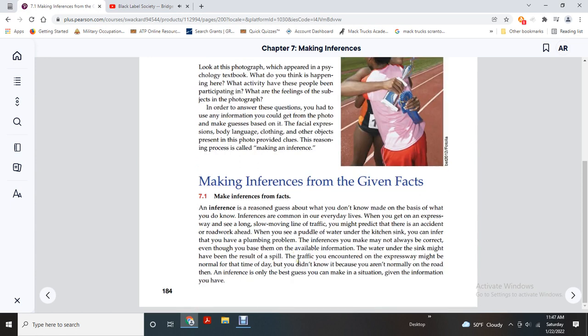Making an inference from facts. An inference is a reasoned guess about what you don't know, made on the basis of what you do know.